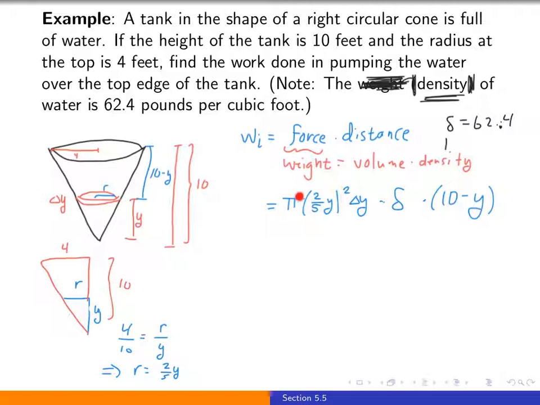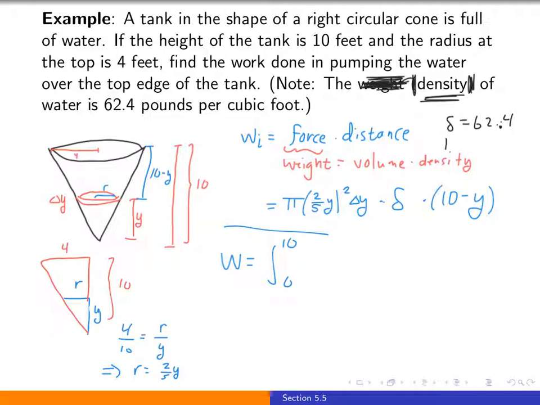So this entire thing would be its weight. Then we multiply it by how far it needs to move. And since we know what's going on in this general slice, we know that in general, the work is going to be the definite integral over how the y values vary. So they vary from 0 to 10. And we integrate exactly what we see above, where this delta y is going to become our dy, and then everything else is going to become the integrand.